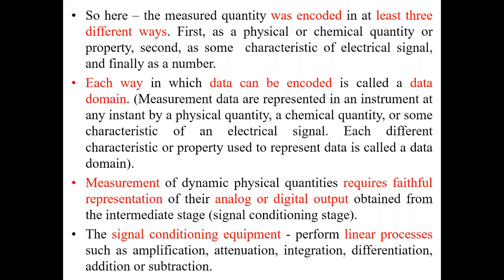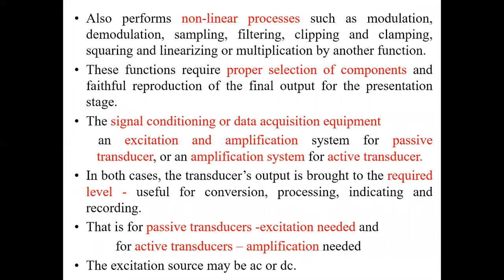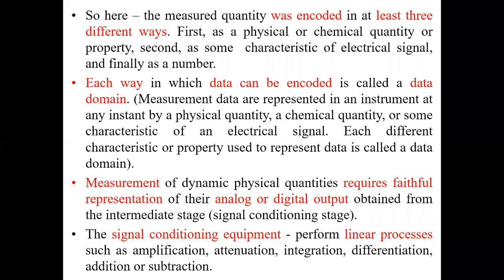Okay, in order to measure these physical quantities, there should be an output. The output may be of different types. It may be analog output, it might be digital output. So in the intermediate stage, we will have a signal conditioning stage such that the data may be converted into analog form or digital form, as per requirement in the last stage. The intermediate stage performs certain processes. These processes are either linear processes or non-linear processes. When coming to linear processes, it is nothing but amplification.